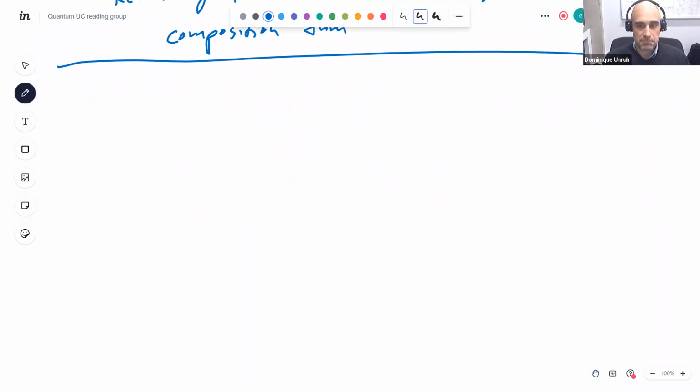And in order to give an overview of that, I want to talk about multi-party computation. So let's say we want to implement a multi-party computation functionality.